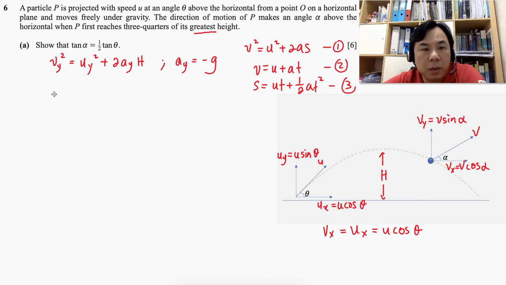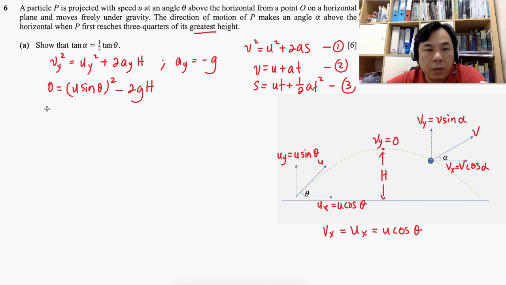So from here, we know that when we reach the maximum height, its vertical component of the velocity must be equal to 0. Therefore, in this case, we'll have 0 here. The initial vertical component is given by u sin theta, so 0 equals u sin theta squared minus 2gh. Therefore, we will be able to discover the maximum height, which is equal to this. So there you have it. That is the maximum height.